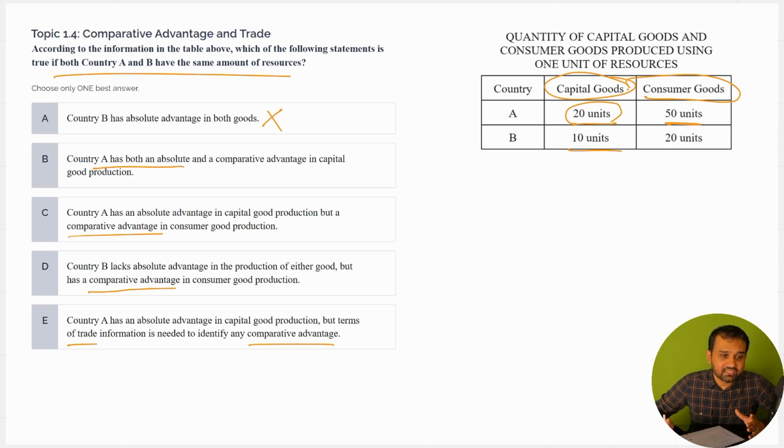So B, country A has an absolute competitive advantage in capital goods production. We know that is not correct because country B has comparative advantage in capital good production. What about option C? Country A has an absolute advantage in capital good. That is a right statement. But a comparative advantage in consumer good production. That is also a correct statement, telling you that C is the right answer.